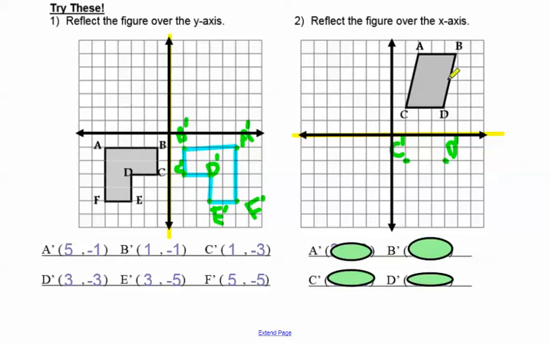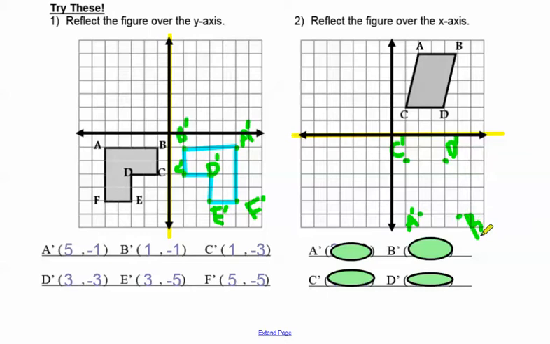All right, and this one's a little funky. It's not a rectangle, it's a parallelogram. So A is not directly above C, so we just have to be careful. A is 1, 2, 3, 4, 5, 6 units away from x. So it's going to be 6 units away on that same level. Let's see, 1, 2, 3, 4, 5, 6. All right, and there's our A prime. And then B is 6 units away, so it's going to be 6 units away on the same level. It's right there.